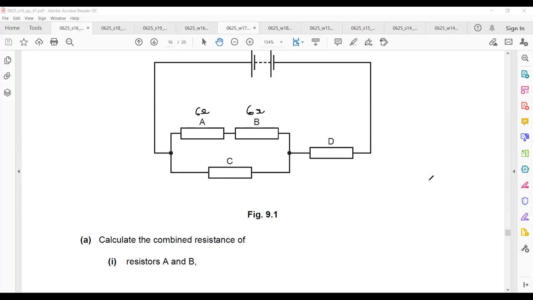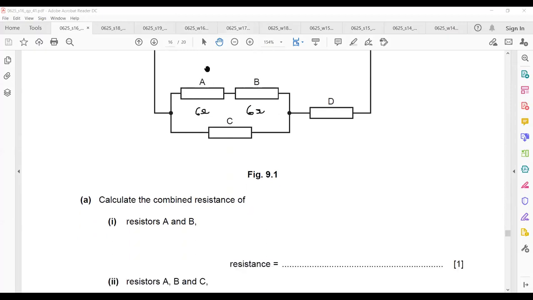So A and B are connected in series. If they are connected in series, to get the combined resistance or total resistance, we will simply add. So 6 plus 6 is equal to 12 ohms. For a one mark question, a direct answer is acceptable. You don't have to show any formula or working. If you write the direct answer, that is correct.